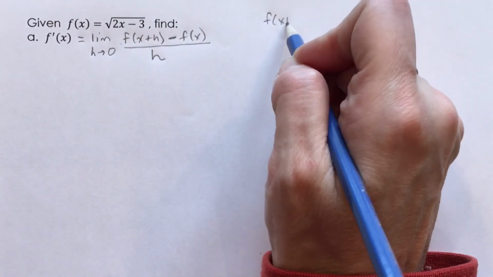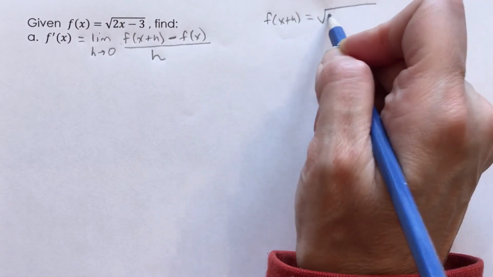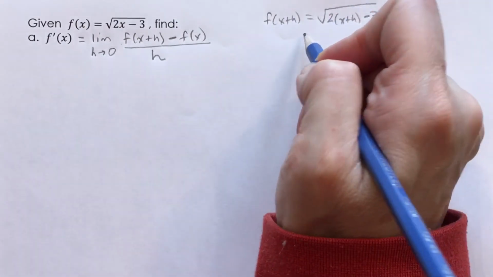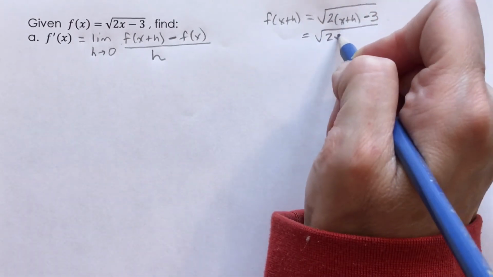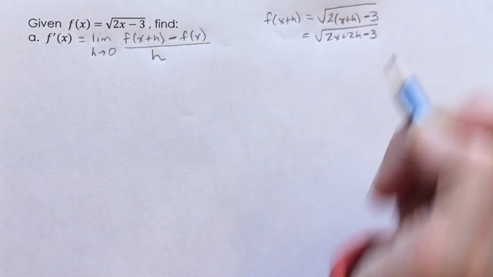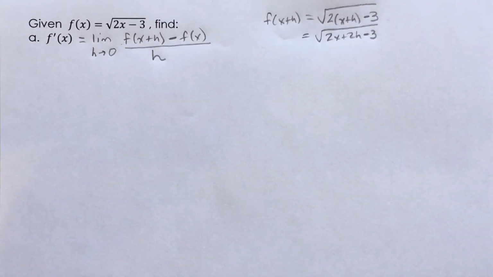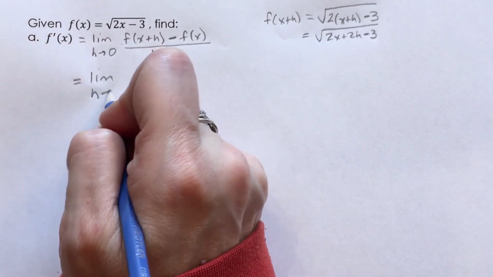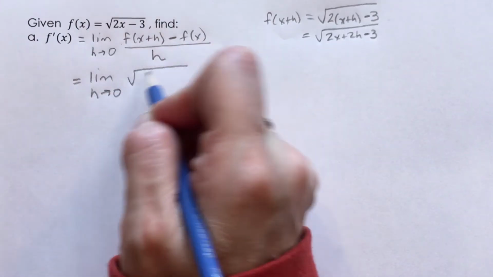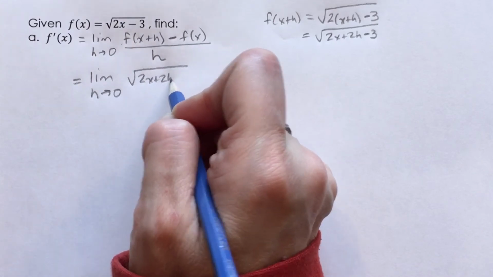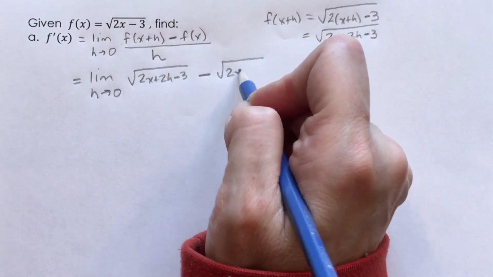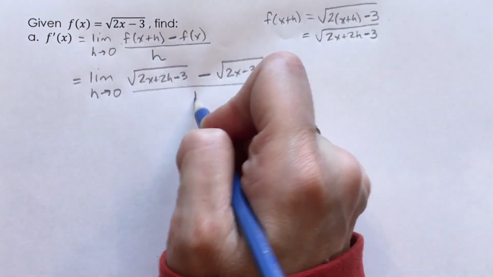So f at x plus h is the root of 2 times x plus h minus 3, which is the root of 2x plus 2h minus 3, which doesn't simplify any more than that. And we already know f at x is the root of 2x minus 3. So now we can substitute. So the limit as h approaches 0 of the root of 2x plus 2h minus 3 minus f at x, which was the root of 2x minus 3, over h.